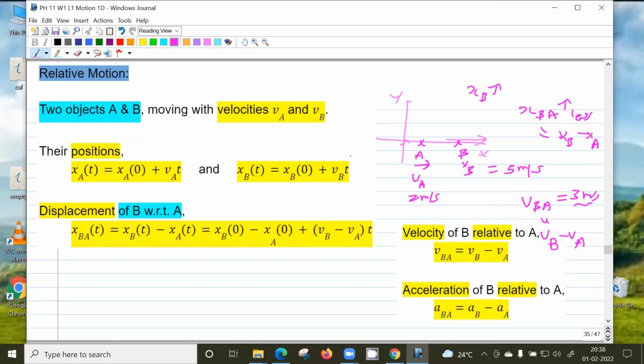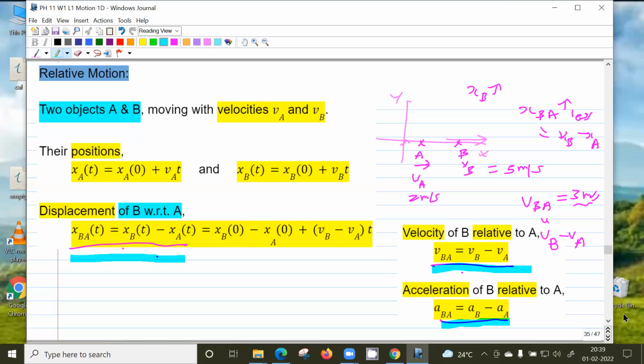From this, XBA equal to XB minus XA, if I differentiate this once, I'll get this one. And if I differentiate this again, I'll get this one. So if we define one thing, I'll get the remaining things by taking the derivative. I can take this as a starting point. The position of B relative to A is XB minus XA. From this, if I differentiate, I'll get the velocity of B with respect to A. And if I differentiate this one, I'll get the acceleration of B with respect to A.